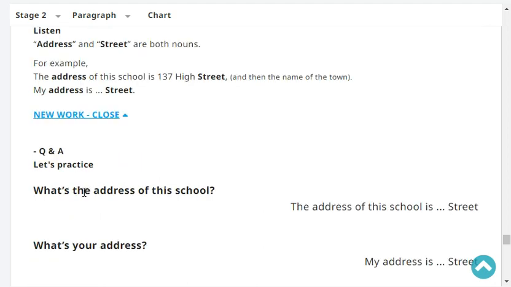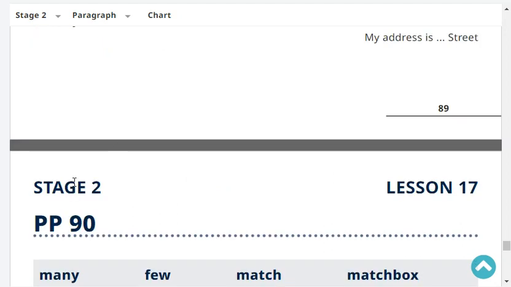Okay, let's practice. What's the address of this school? The address of this school is 123 Street. Very good. What's your address? My address is 123 ABC Street. Very good.